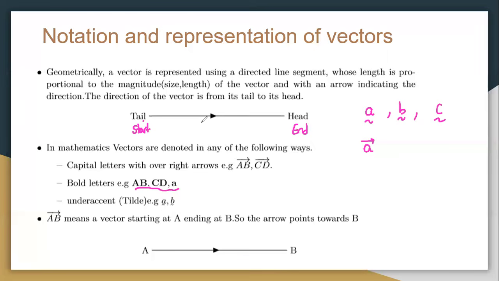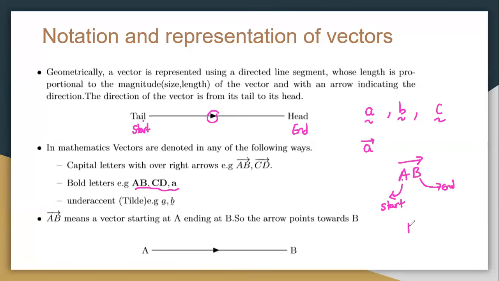So whenever you are dealing with these vectors, always look out for this arrow. The arrow is very important. When I write A and I write B and I put an arrow like this, it is an indicator that my vector will start from A, this is the starting point, and it will go up to where B is. This is the end point.